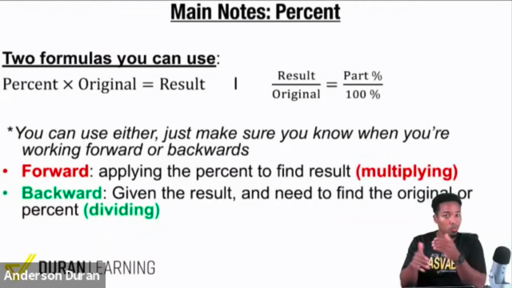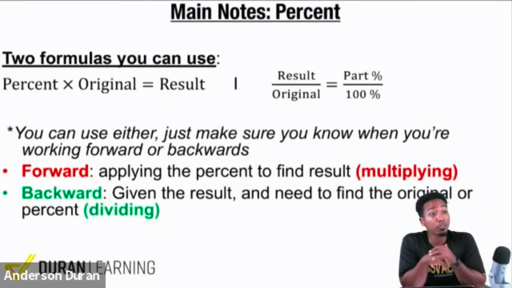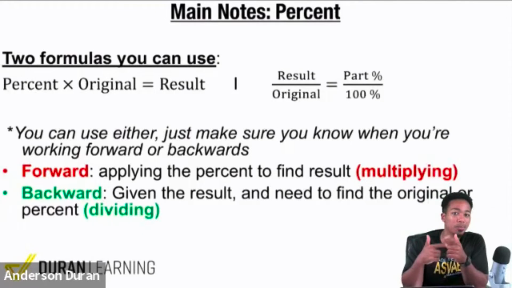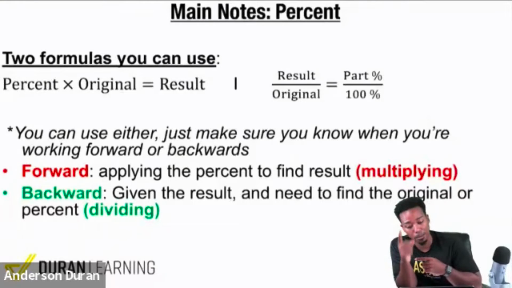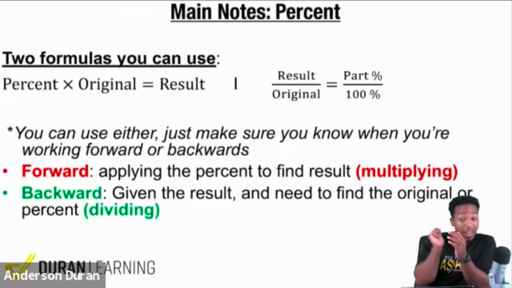However, when you're working backwards, let's say they give you one of those problems like, hey, 15% of what is 140? Well, in that case, you got to go backwards because they already gave you the result. And so you have to divide, not multiply. This is something that we really want to make sure we take down here. The forward and backward thing, honestly, I'm going to drill you guys on this today.